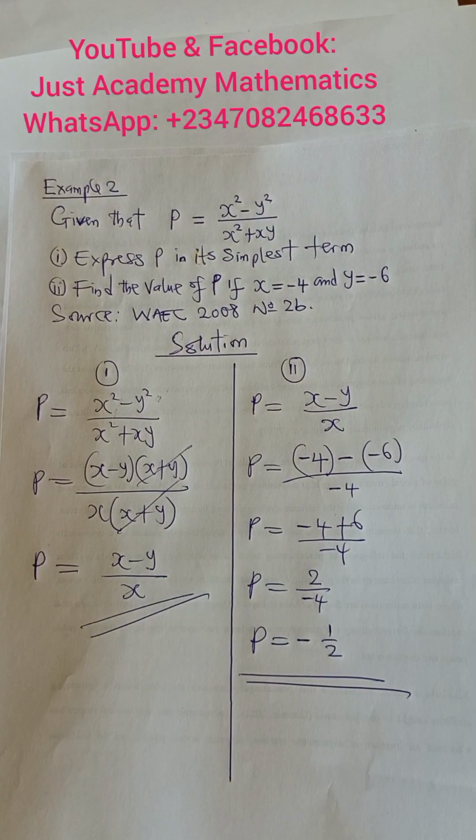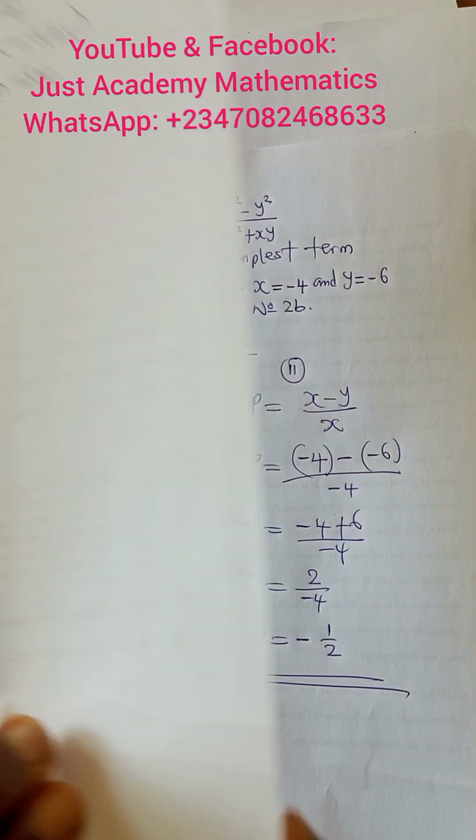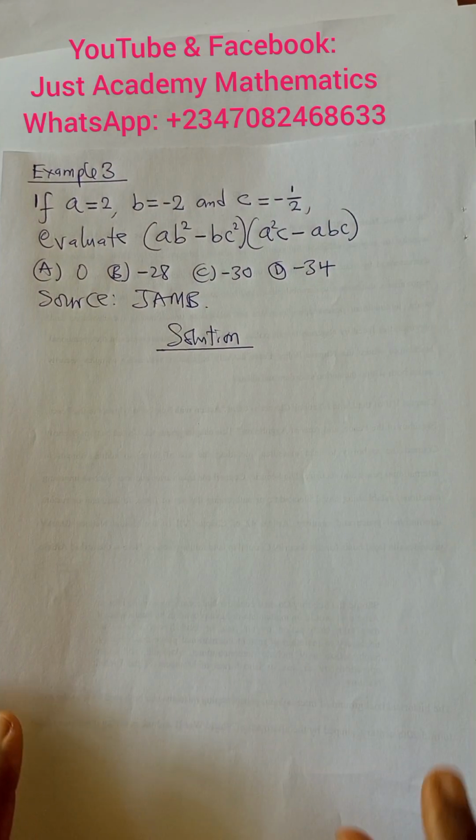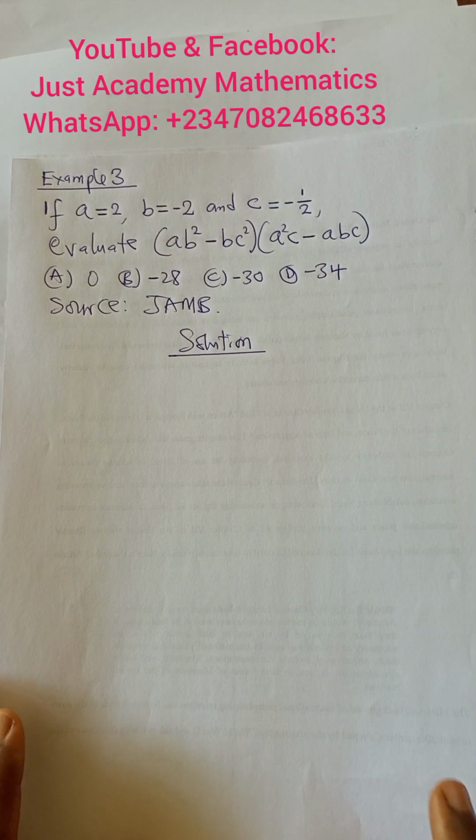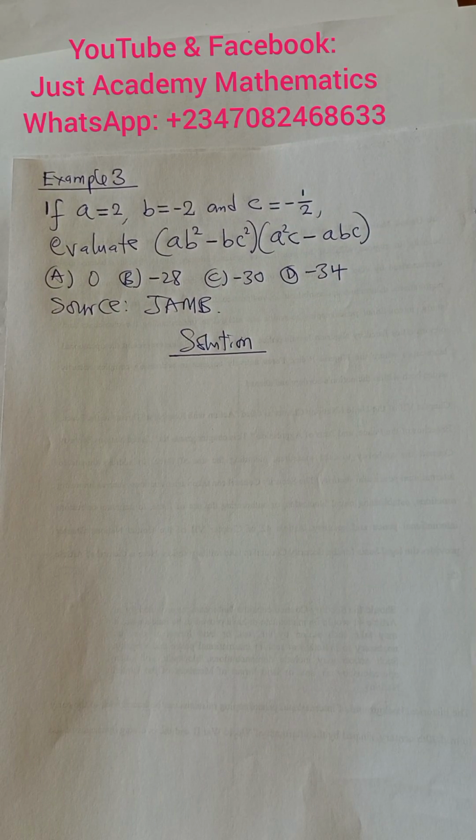Now, that brings us to example 3. Another interesting one here. They say that if A is 2, and B is minus 2, and C is minus 1 over 2, evaluate.